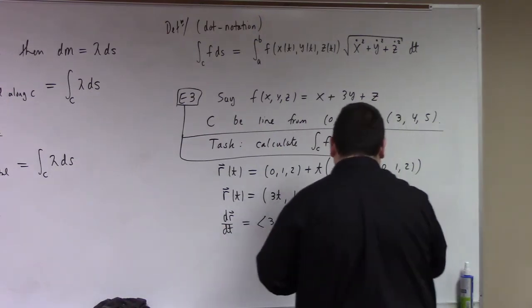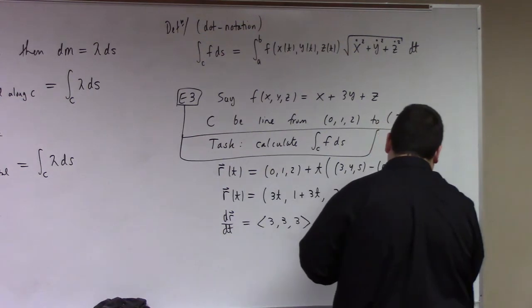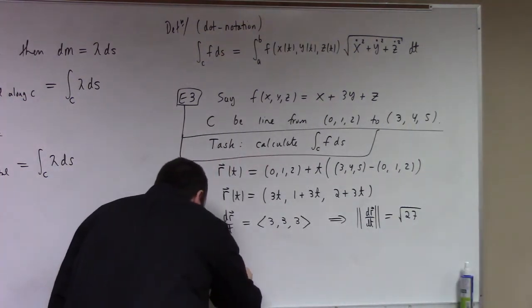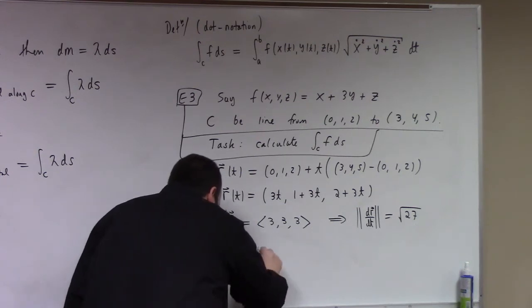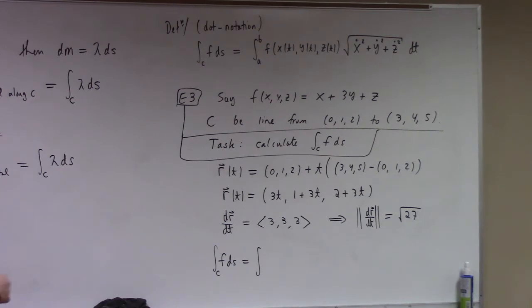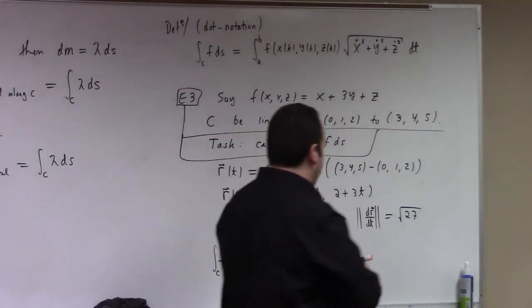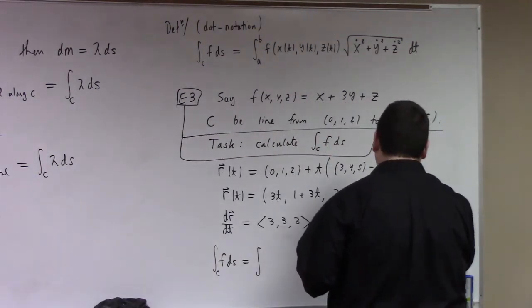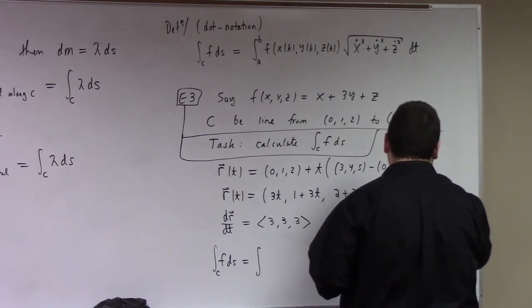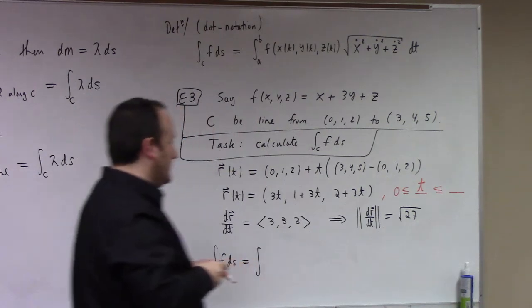Yeah, square root of 27. So what's my integral? Integral of f ds over the curve C. And by the way, the thing that you guys should have told me, what's the parameter domain here? That kind of matters, right? This is for 0 less than or equal to blank, less than or equal to blank. I'll put the t in the middle. There you go. You fill in the upper blank.